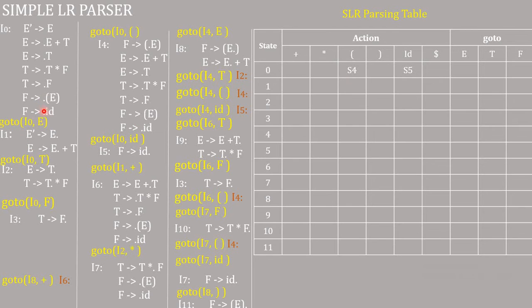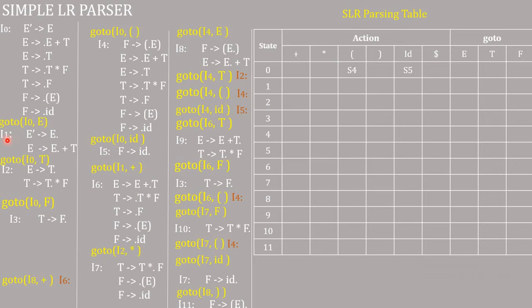Similarly, we have one more production in which the dot is followed by a terminal. So in state 0 and the ID column, we have to place a shift operation. Which shift operation? Whatever result we get for goto of I0 comma ID. What is the result of goto of I0 comma ID? It is I5. So here we apply shift 5. Let us proceed further.